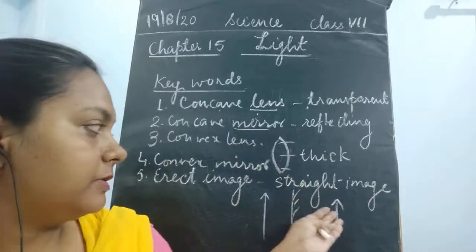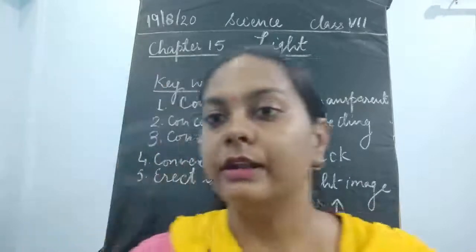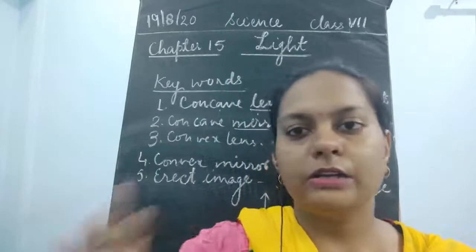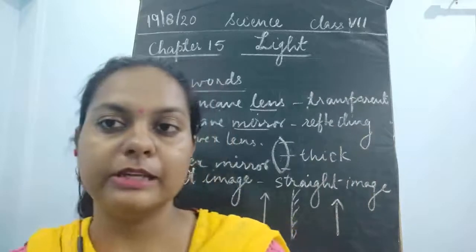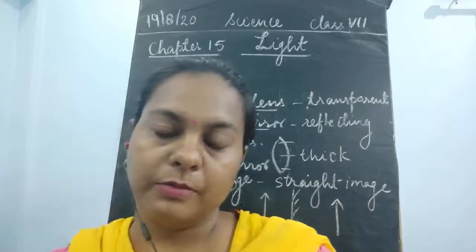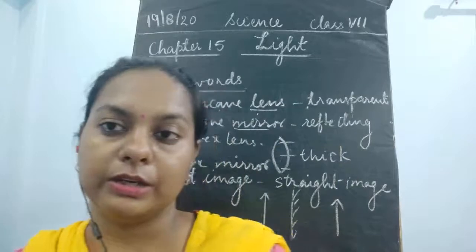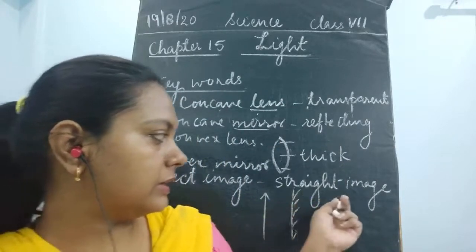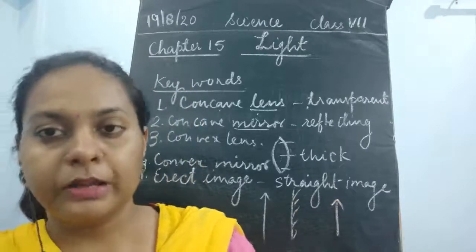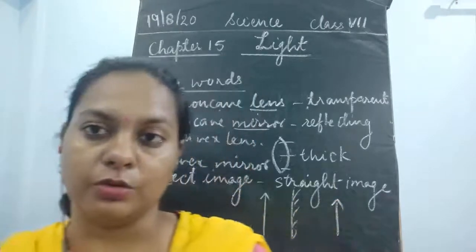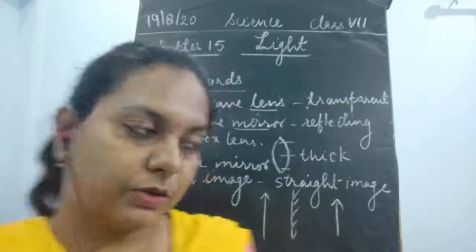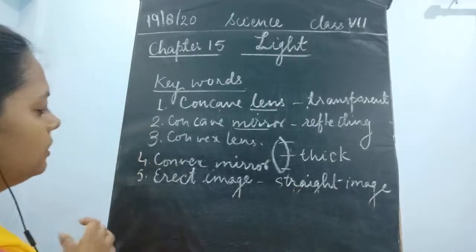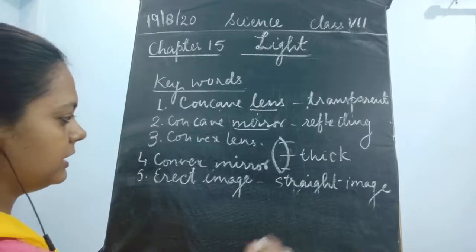The head is at the head position, the tail is at the tail position, and as we look at our face in the mirror, we are not turned upside down. We are seen from the top, which means our orientation does not change. The head matches the head in its reflection, in its image also. So erect image means it is the straight image. Okay children, so this was the next word.